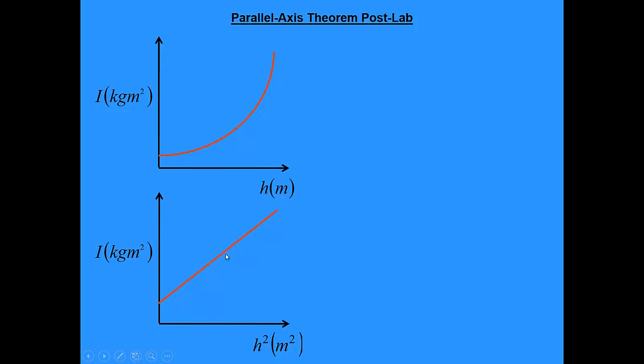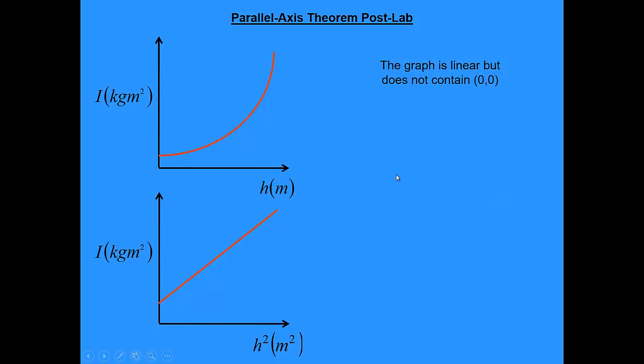Now, since it is linear but doesn't go through 0, 0, we can't say that it's proportional. So this is maybe one of the few times we've seen a linear graph that's not a proportional relationship. It's linear, but it doesn't go through 0, 0. If you double the distance, you're not going to get 4 times the rotational inertia because you have a y-intercept in the way. But since it's linear, we can still make a y equals mx plus b math model out of it.